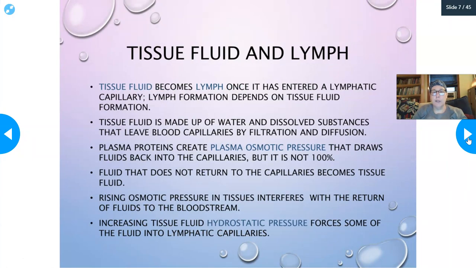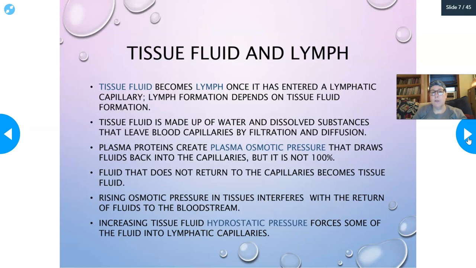So tissue fluid becomes lymph once it has entered the lymphatic capillary, and of course lymph formation completely depends on tissue fluid formation. So if you have a lot of tissue fluid formation, you should have a lot of lymph fluid forming. The tissue fluid is made up of water and dissolved substances that leave the blood capillaries by filtration and diffusion. So it would have a certain amount of amino acids and glucose and other molecules. It would also have waste molecules too. The plasma proteins create that plasma osmotic pressure that draws the fluid back to the capillaries, but it's not 100%.